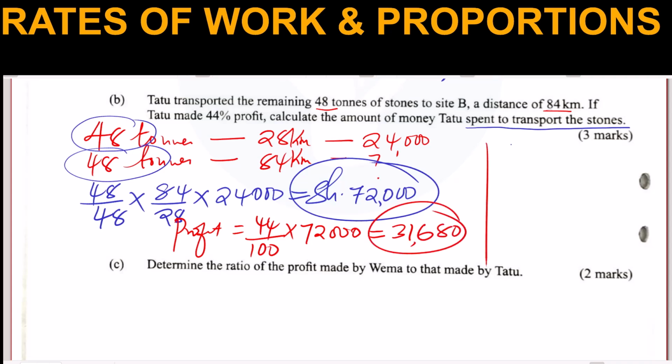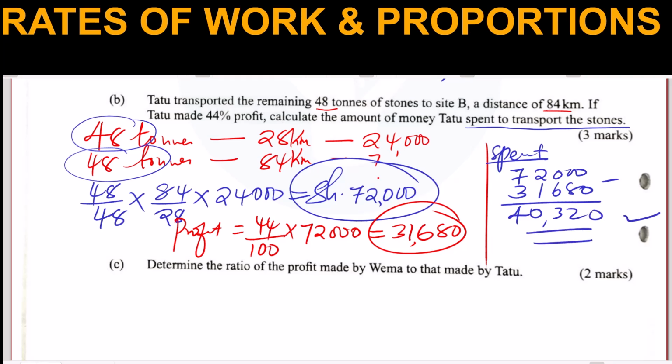So now, to get the amount spent, we take the amount paid, then subtract the profit, 31,680. This gives the amount spent, or the expenses. So this will be 40,320. That is the amount spent to transport the stones.